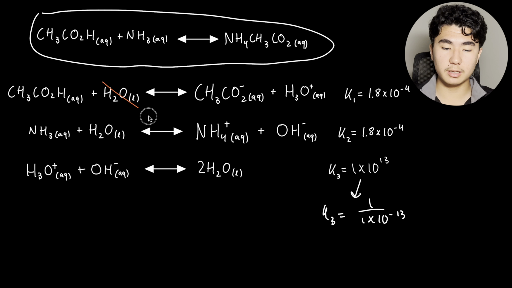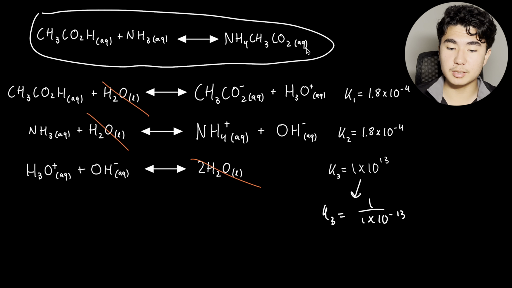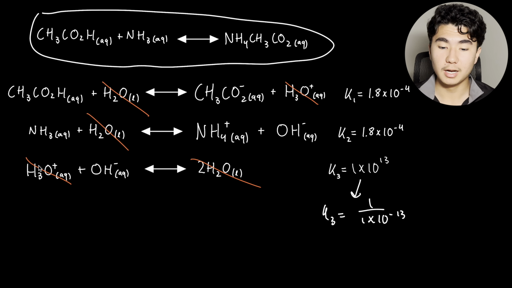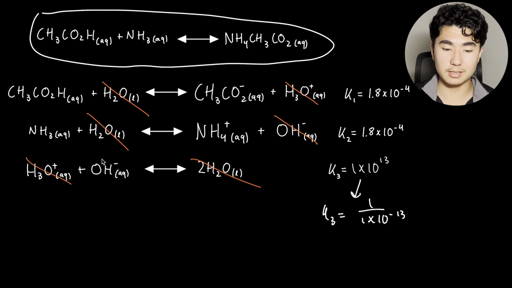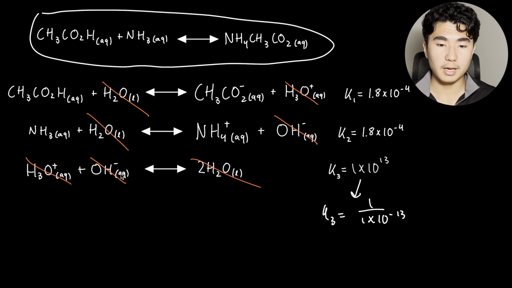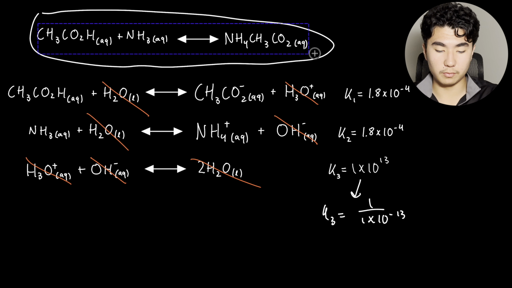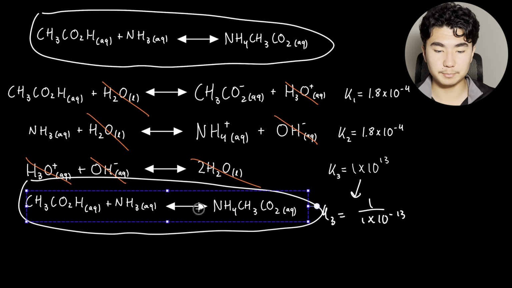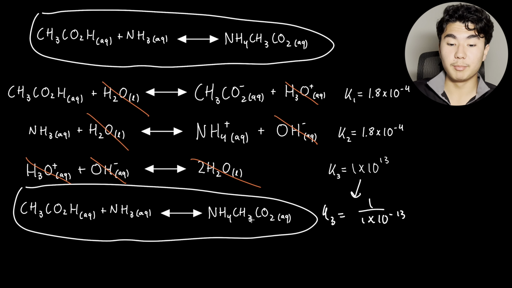Once we've done that, we can eliminate all of our intermediates. 2H2O and 2H2O both cancel out. Hydronium is on the product side over here and on the reactant side over here, so they cancel out. And hydroxide is on the product side over here and on the reactant side over here, so those cancel out as well. We are left with our final reaction over here. When you add CH3CO2 plus NH4, you get that compound.